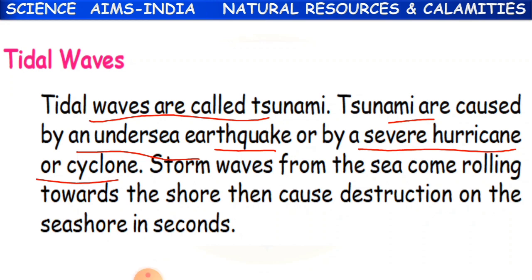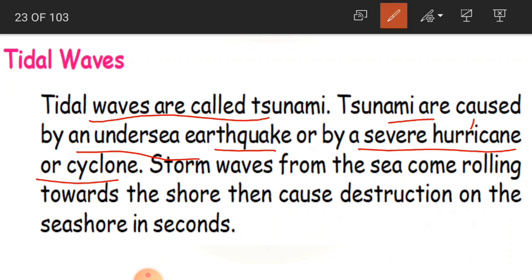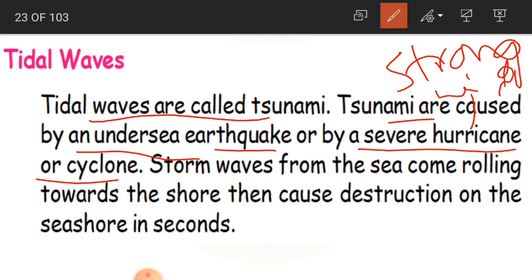Like what is a hurricane? Hurricane is nothing but a very violent wind, like extremely violent wind. Wind is what, children? It's moving air. So a hurricane is nothing but we can say a strong wind. Okay, and what is a cyclone? Cyclone is again like winds which are rotating inwards in an area.